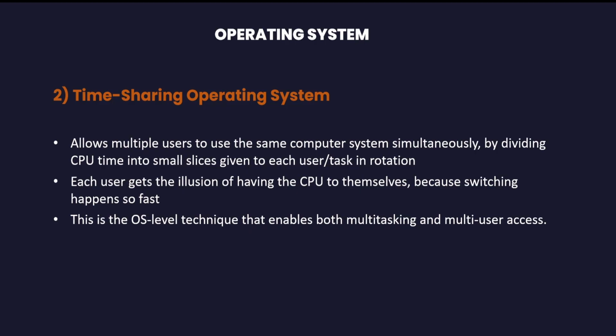Each user gets the illusion of having the CPU to themselves because switching happens so fast. The OS switches between active tasks in milliseconds. So every user thinks that they have the CPU to themselves, whereas multiple users are using the same computer simultaneously. This is the OS level technique that enables both multitasking and multi user access. What are the examples? Modern desktop and laptop OSs like Windows, Mac, Linux are all time sharing operating systems.